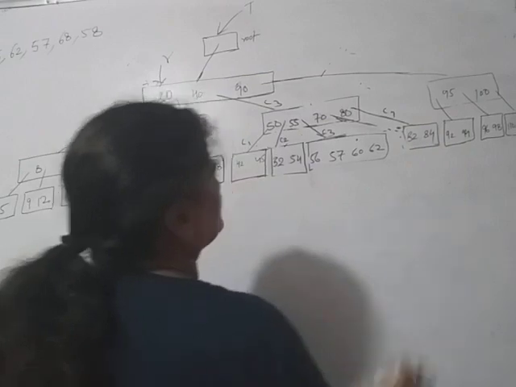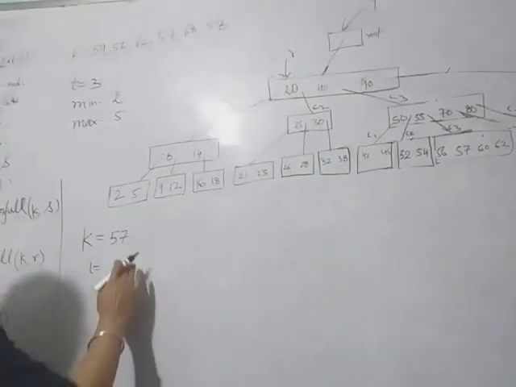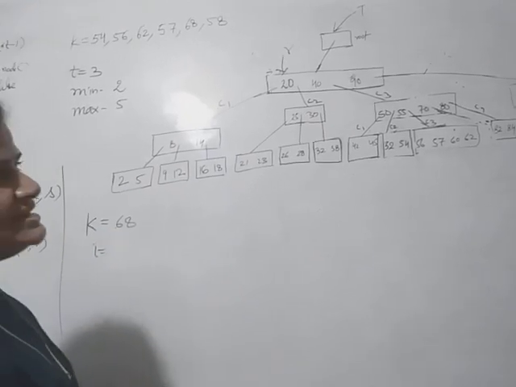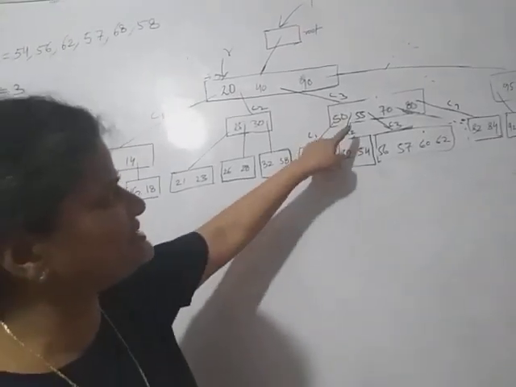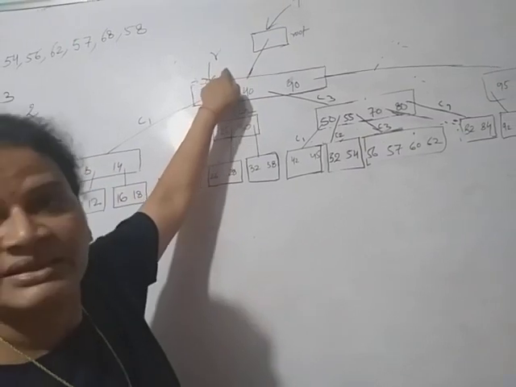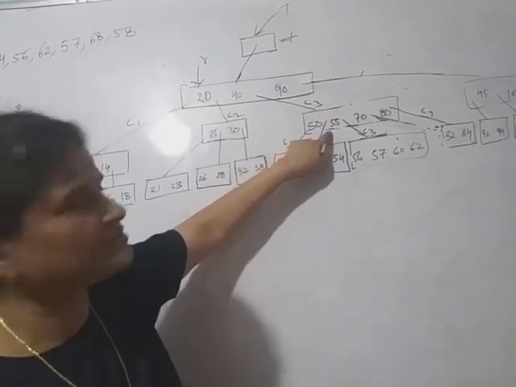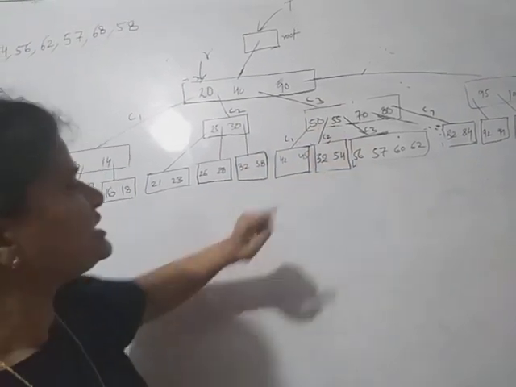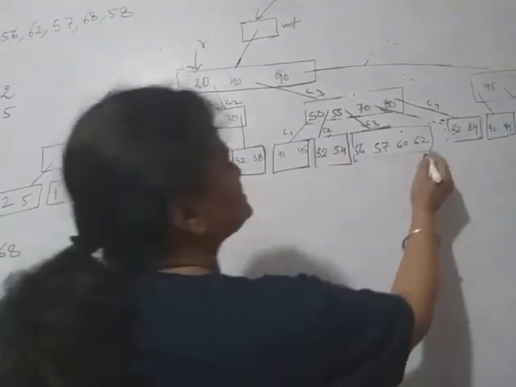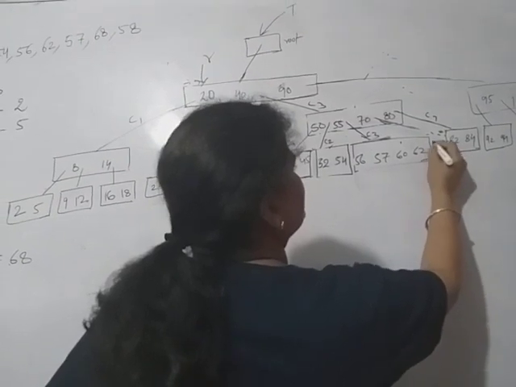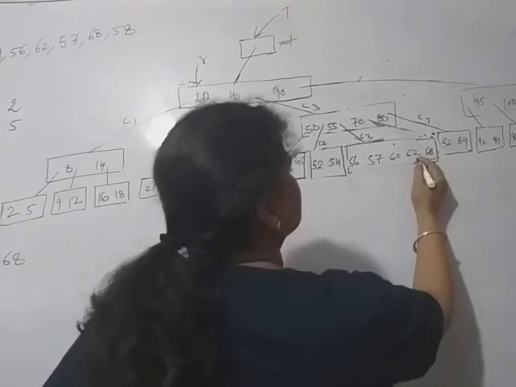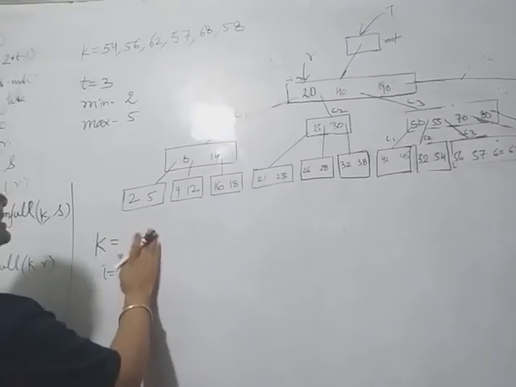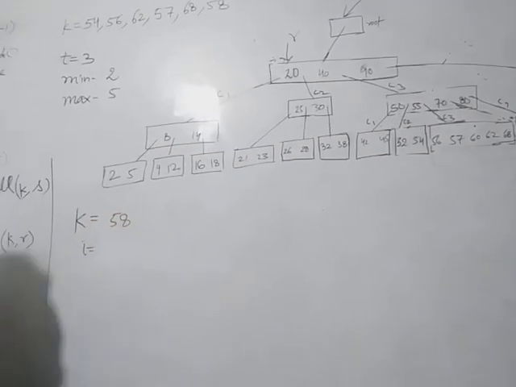Now again K is 68. So again the proper place for 68: this is greater than 55, so from here, this is the appropriate child. This node is not full, so control is transferred here. This node is not full, so control is transferred here. Now 68 will be inserted here. Okay, now the next key is 58.